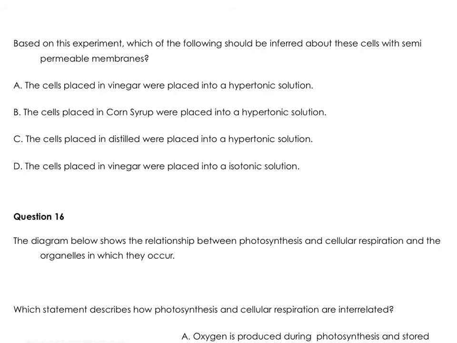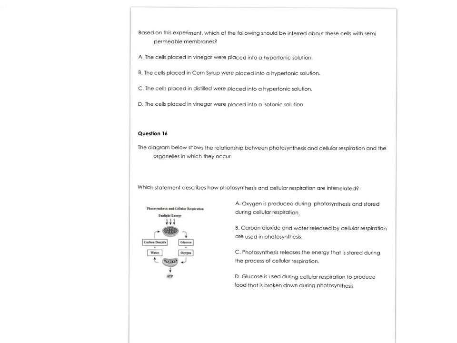So the next thing is, based on this experiment, which of the following should be inferred about the cells with semi-permeable membranes? The cells placed in vinegar were placed in a hypertonic solution. No, they gained weight, so water went into the egg. So the solution outside the egg was hypotonic, not hypertonic.